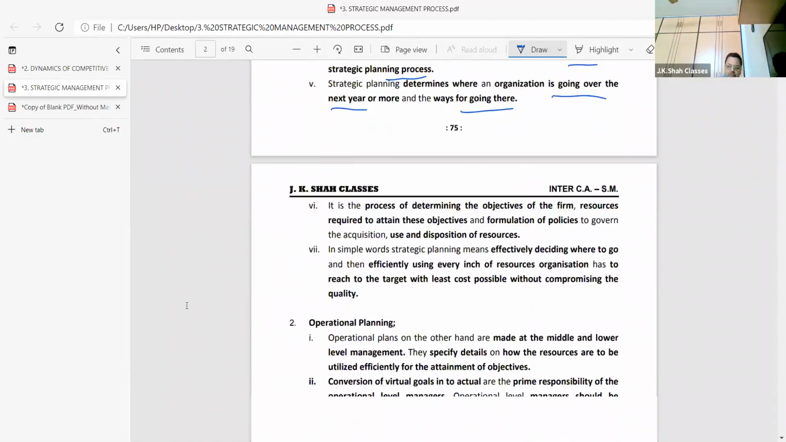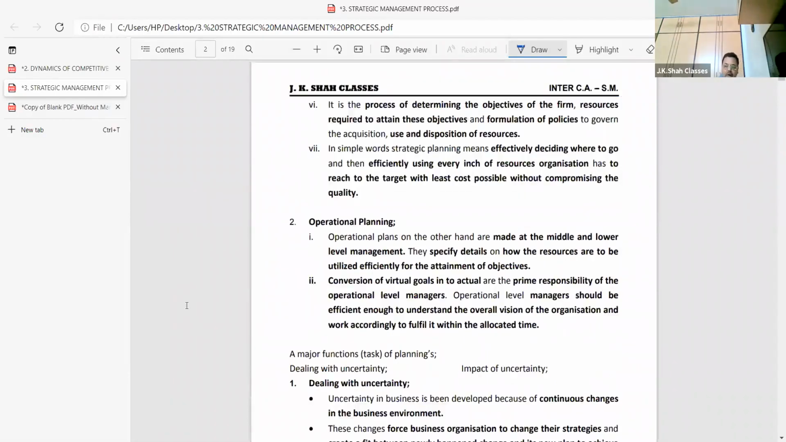You can read that. Operational planning is what? It's the plan at the middle and lower level management. They specify details on how resources are to be utilized efficiently for the attainment of objectives. So, use of resources, isn't it? So here it's more of implementation. Conversion of virtual goals into actual is the prime responsibility of the operational level managers. I've said this 10 times before.